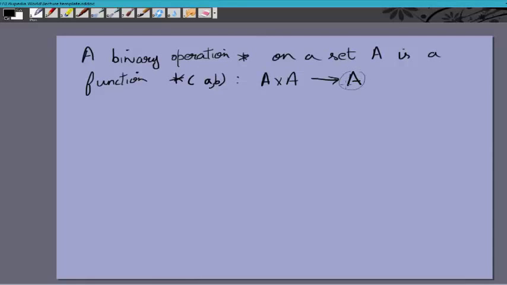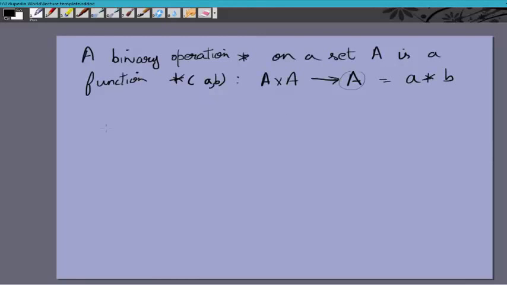This is also important. So a binary operation on a set A is a function psi of A and B going from A cross A to A, and we often write psi of A cross B as, like I already told you, A star B.